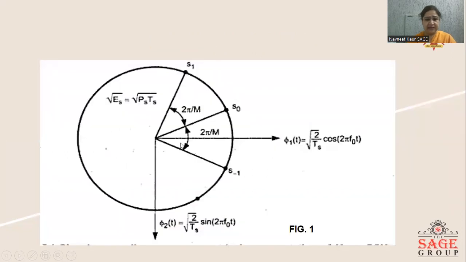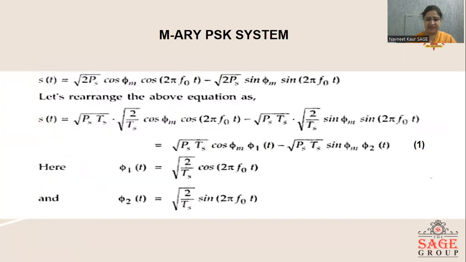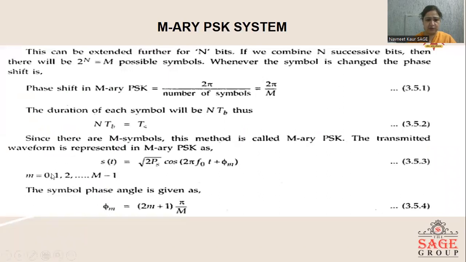Now, here I can explain by representing it on the signal space. Now here we can see phi 1(t), which is in the direction of cos 2 pi f naught t, and phi 2(t), which is a vector in the direction of sine 2 pi f naught t. Since cos and sine have a phase shift of 90 degree, here we can see sine lags cos by 90 degree. So phi 2(t) is lagging cos 2 pi f naught t by 90 degree. Now, whenever we have first symbol S0, S0 is represented whenever m is equal to 0.